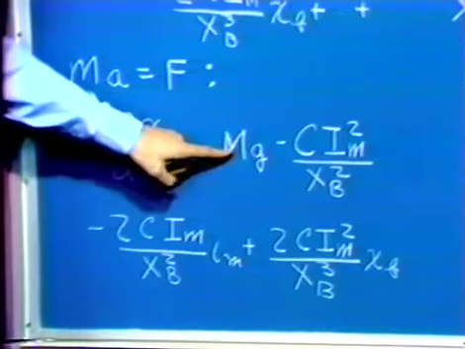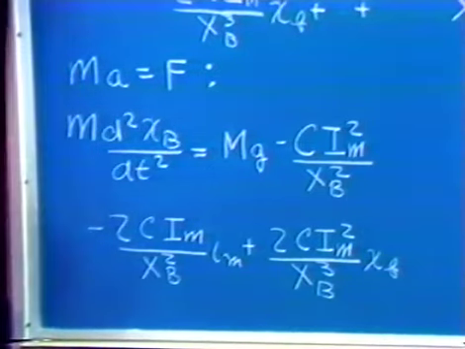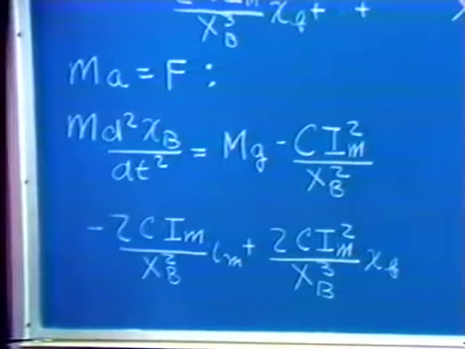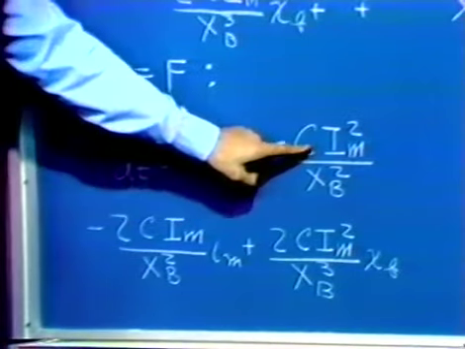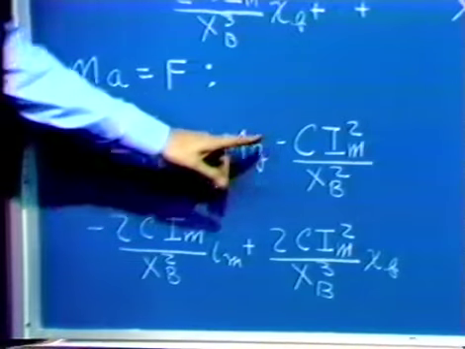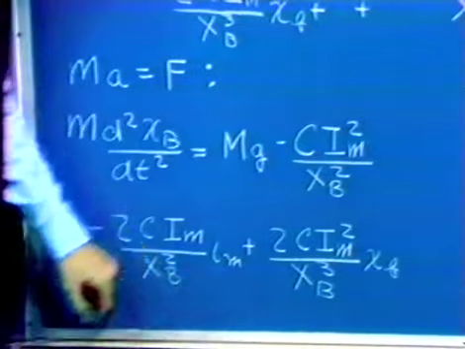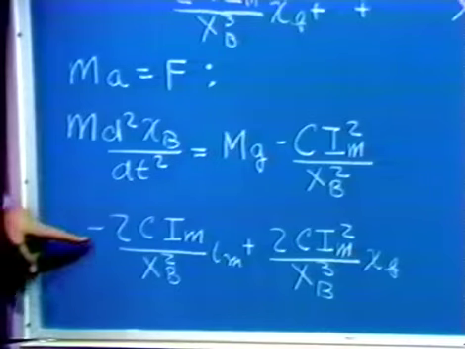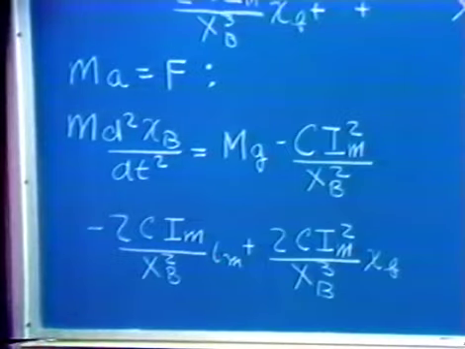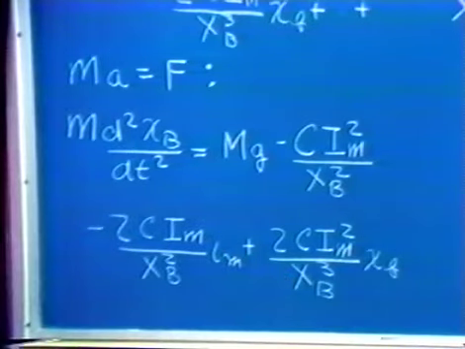Well, mg, the mass of the ball times the acceleration of gravity, acts in a direction to increase x sub b. It accelerates the ball downward. So that comes in with a plus sign. That's the force due to gravity. And the magnetic force acts to restore the ball, so we get the negative of the term shown above. So we get a minus c im squared over xb squared, minus 2c im over xb squared times the incremental change in magnet current, plus 2c im squared over xb cubed times the incremental change in ball position.